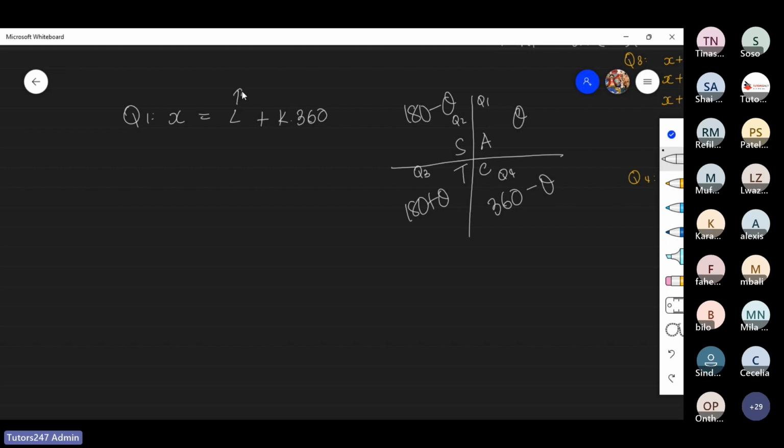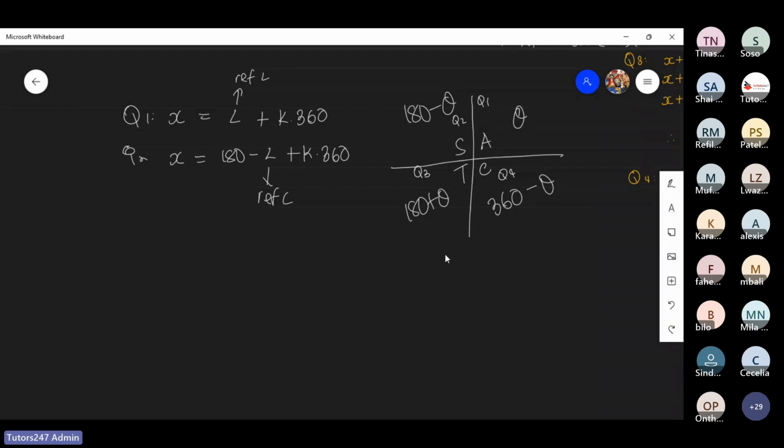Now keep in mind, this angle is your reference angle, okay? Then if it's quadrant 2, it's going to be x equals 180 minus that reference angle plus k times 360. Keep in mind that this is your reference angle. Okay, so hopefully that should assist you in terms of the quadrants.